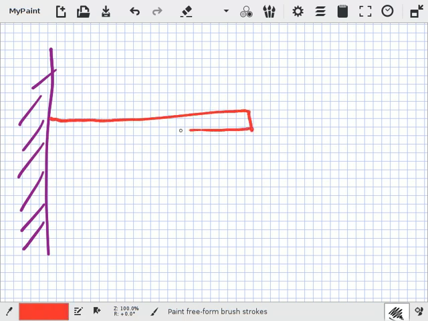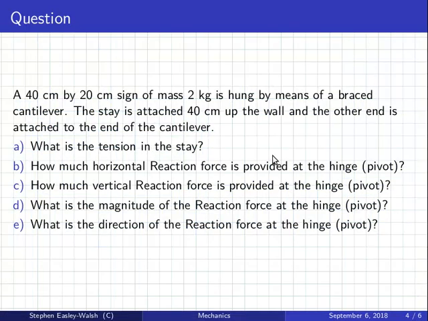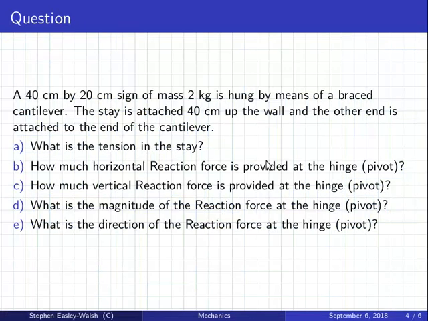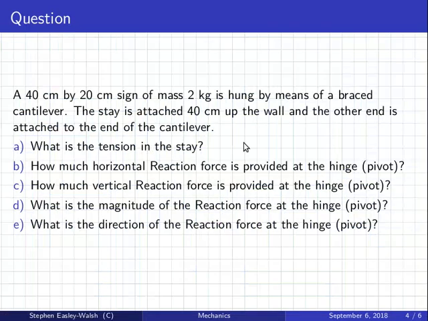You've got your braced cantilever. Now I didn't say how it's braced, so maybe it's a string or maybe it's a strut. And at the end of it I have a sign. Now, I know how big the sign is, don't I? It's 40 centimeters this way, and 20 centimeters this way, and it has a mass of 2 kilograms. And it's hung by means of a braced cantilever.